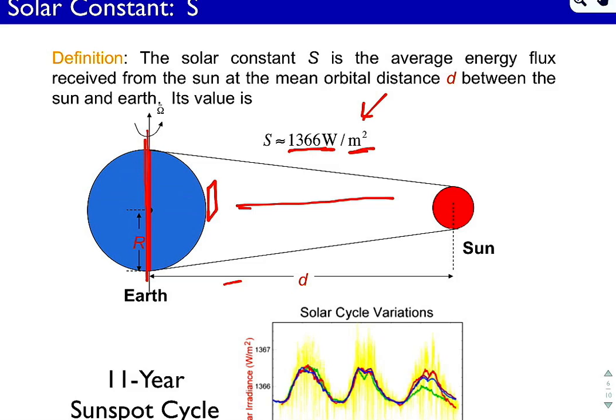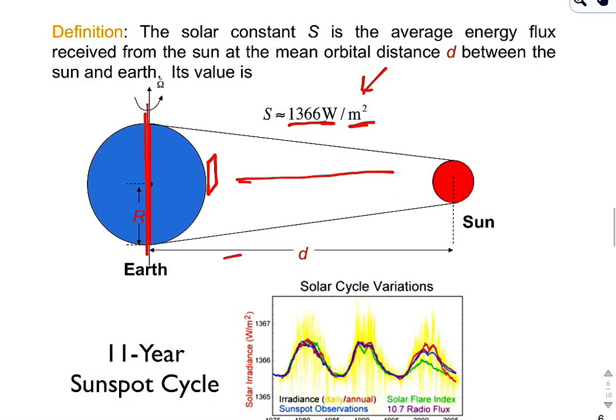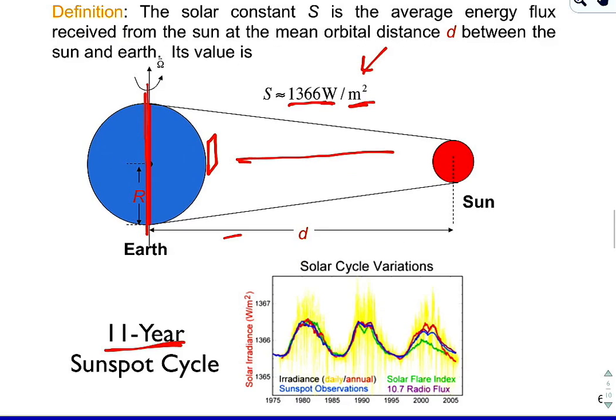That 1,366 is not set in stone. There are some small variations on a fairly short time scale. There's the 11-year sunspot cycle here, in this picture taken from the wiki page on solar radiation. And you can see here's basically my lifetime. We see these 11-year variations of the sunspot, which drive roughly plus or minus a half of a watt per meter squared variation in the solar radiation.